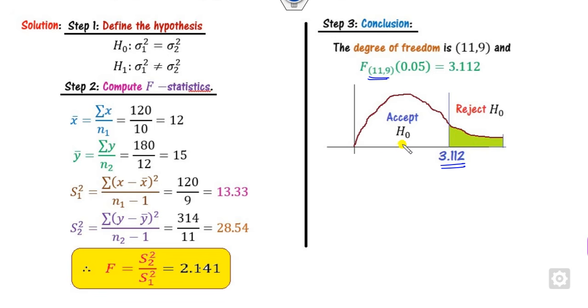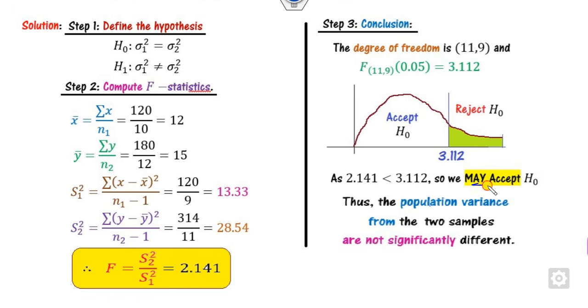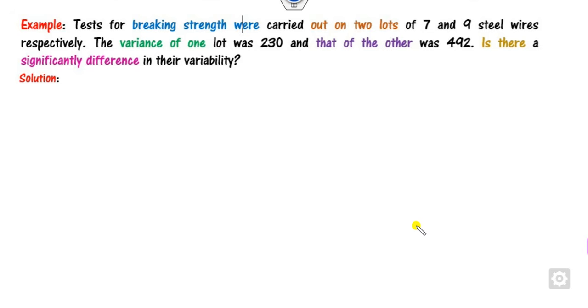Check whether this value lies here. This value lies here, so again we may accept the H0. That is, there is no significant difference between their population variances. Okay, look at one more example.